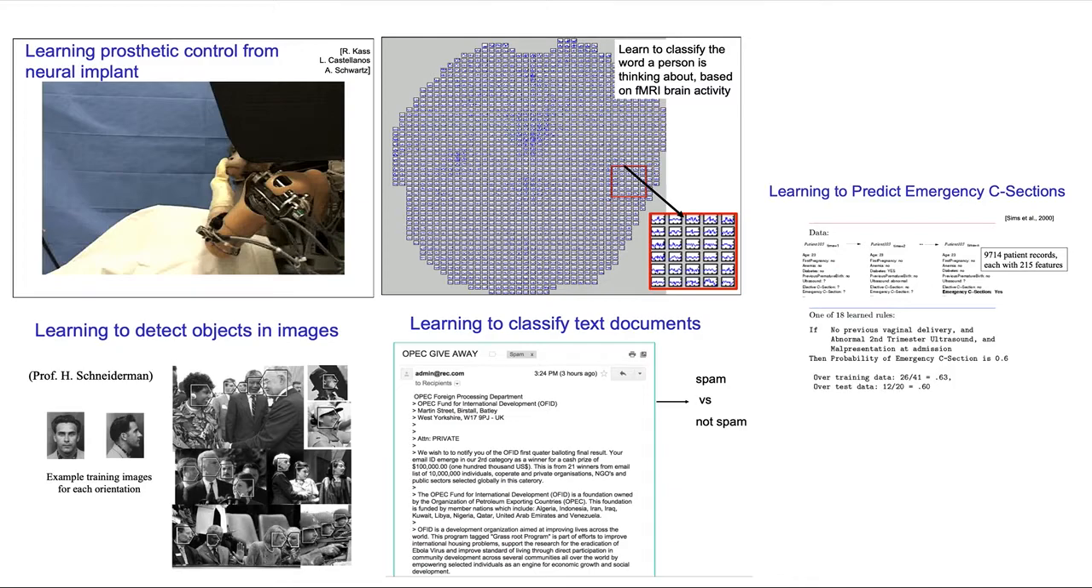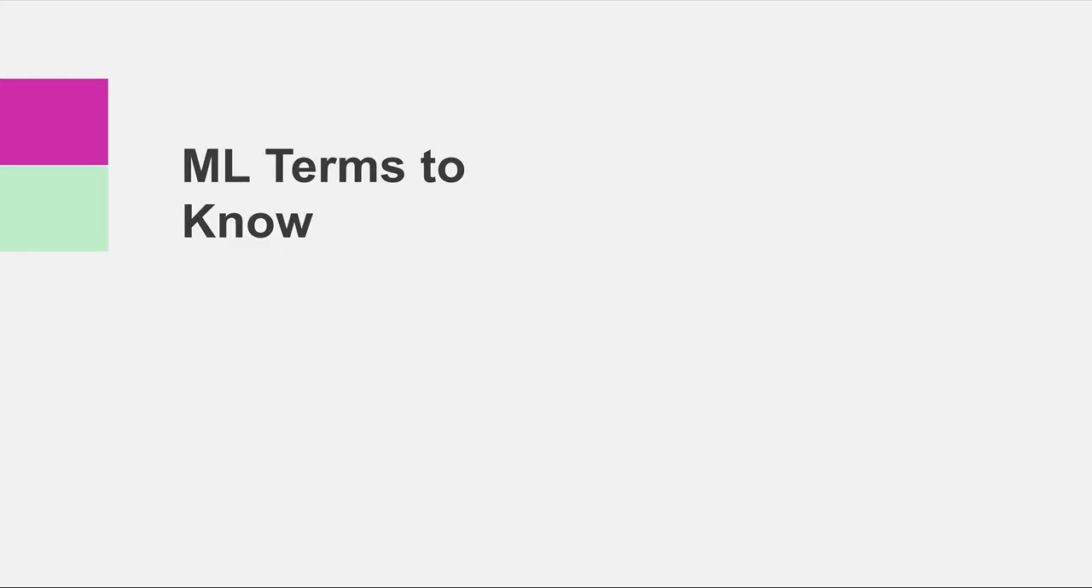Here's some more really interesting applications of machine learning. Learning prosthetic control from neural implants, learning to classify a word a person is thinking about based on the fMRI activity, learning to detect objects and images, a very popular application, learning to classify text and documents, and learning to predict emergency C-sections. So as you can see, literally any area can have a use for machine learning. So now let's get a little bit more technical and talk about some of the interesting machine learning terms that you might want to know.